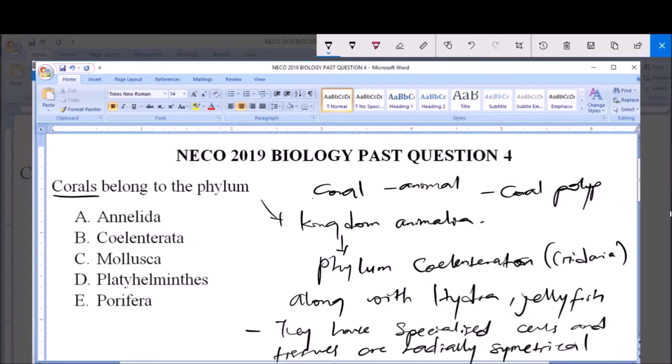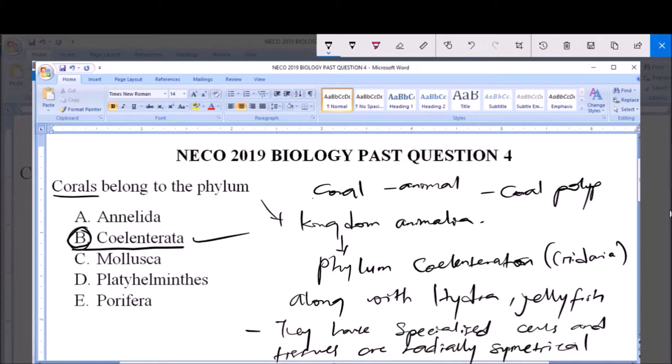So corals belong to the phylum Coleopterata, and that is option B, along with Hydra, jellyfish, and sea anemones. They are radially symmetrical, meaning they can be divided into two equal halves from any plane. So the answer is option B, Coleopterata.